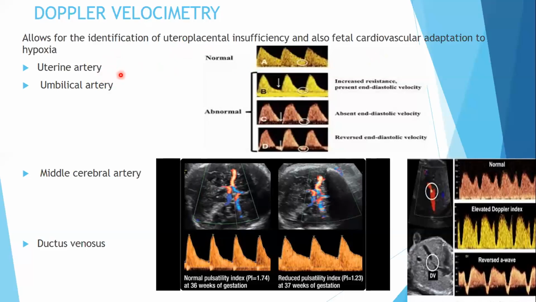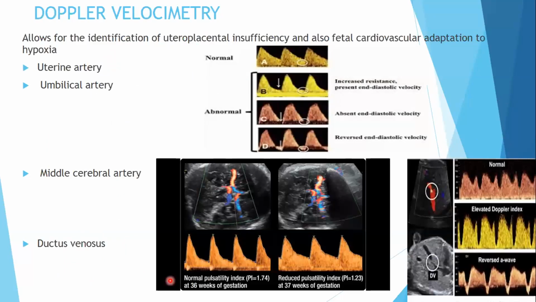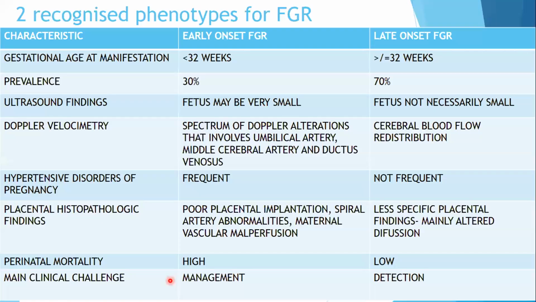For diagnosis, we mainly use the uterine artery, umbilical artery, and middle cerebral artery. Whereas for surveillance, we can use the umbilical artery Doppler, middle cerebral, and now that's when the ductus venosus also comes in. As I said, the computerized CTG, if one has it, can also be used in surveillance of babies who have been diagnosed with fetal growth restriction. We can also use biophysical profiles for surveillance.